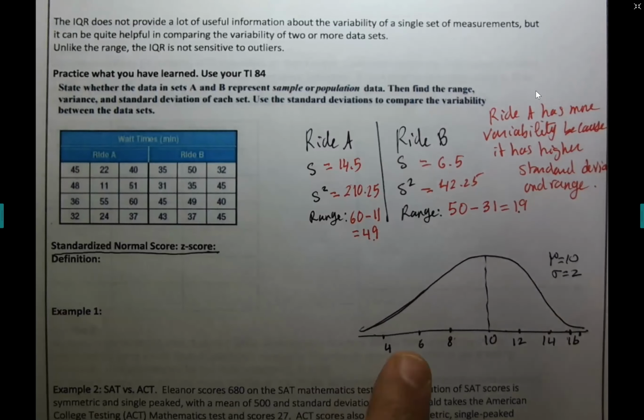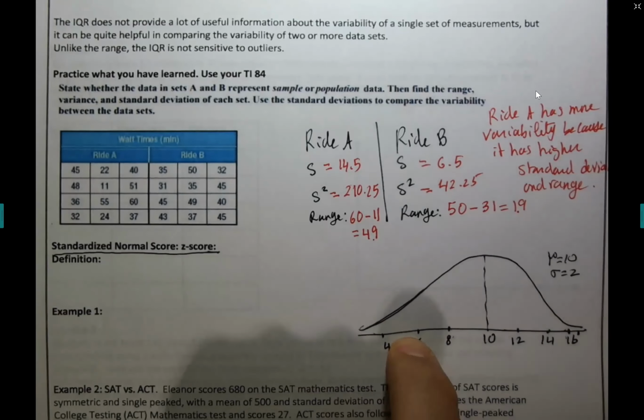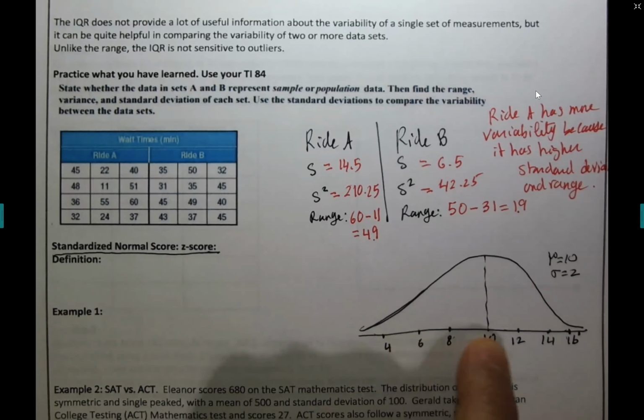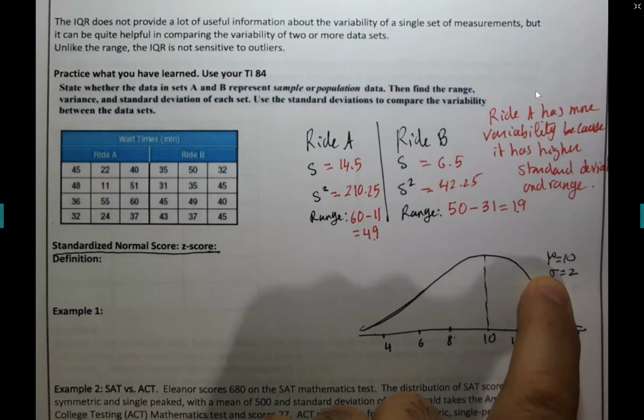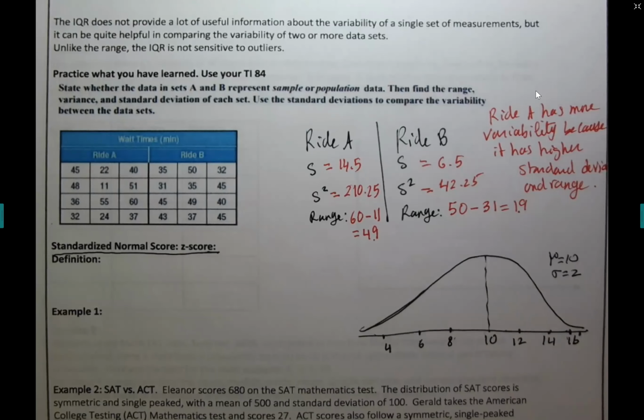Now let me take 6, guys. What's the difference between 6 and 10? The difference between 6 and 10 is 4. How many standard deviations would 4 be? Each standard deviation, guys, is worth 2. So that will be 2 standard deviations. So if I tell a student that your z-score on the quiz was -2, why did I say -2? Because it's below the mean.